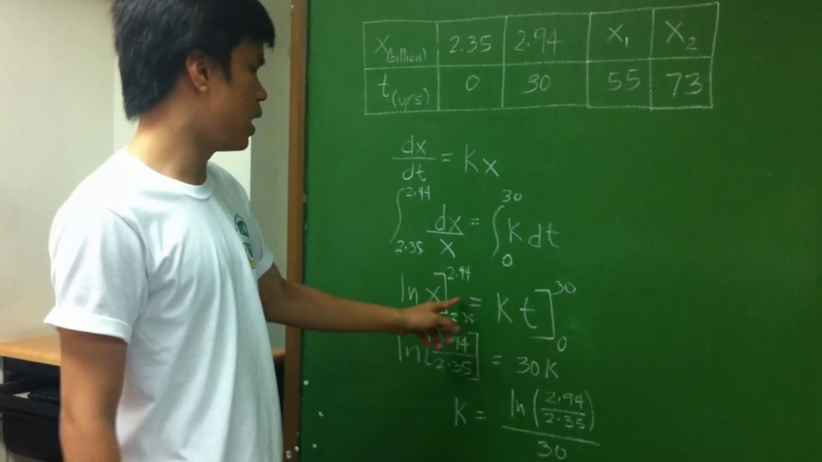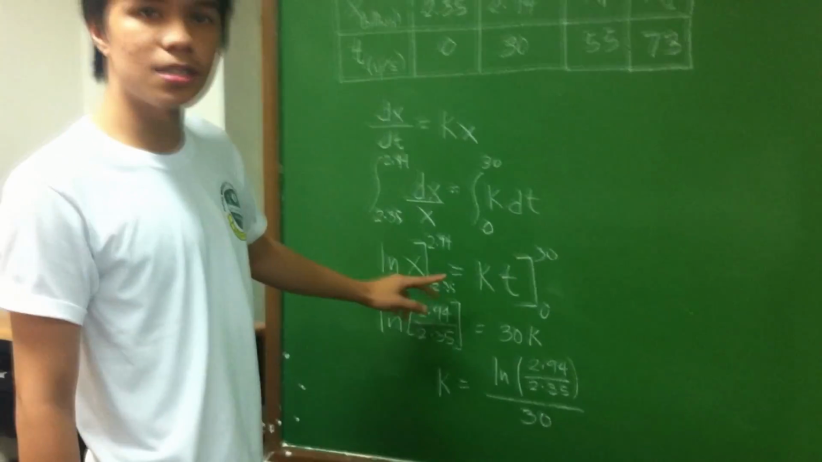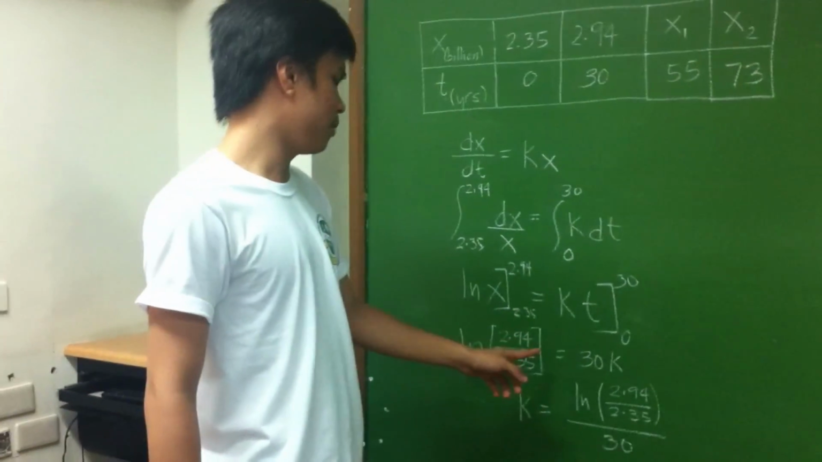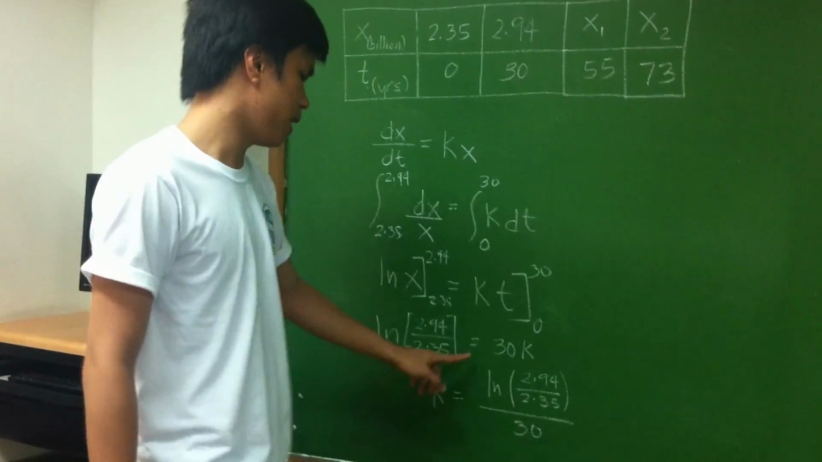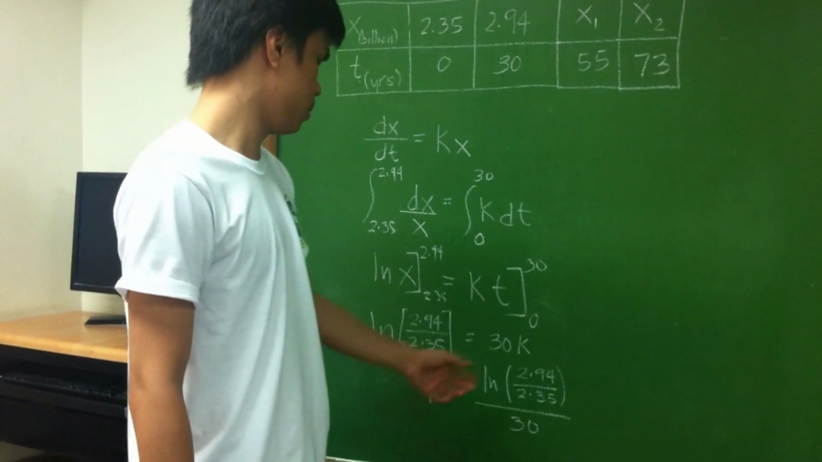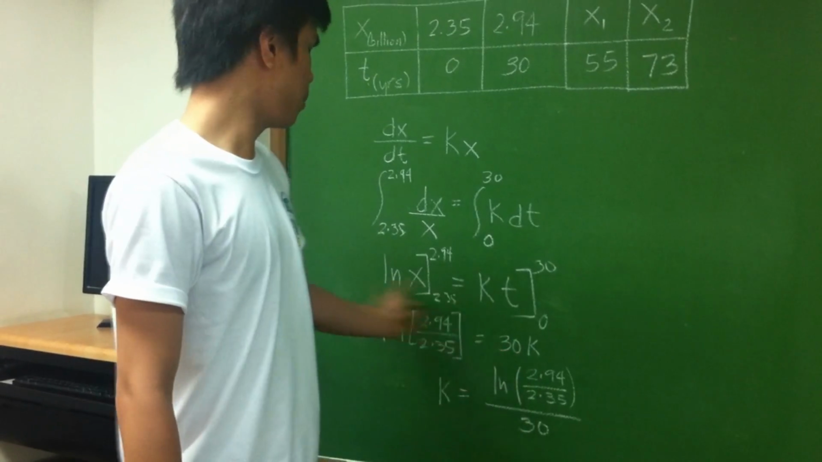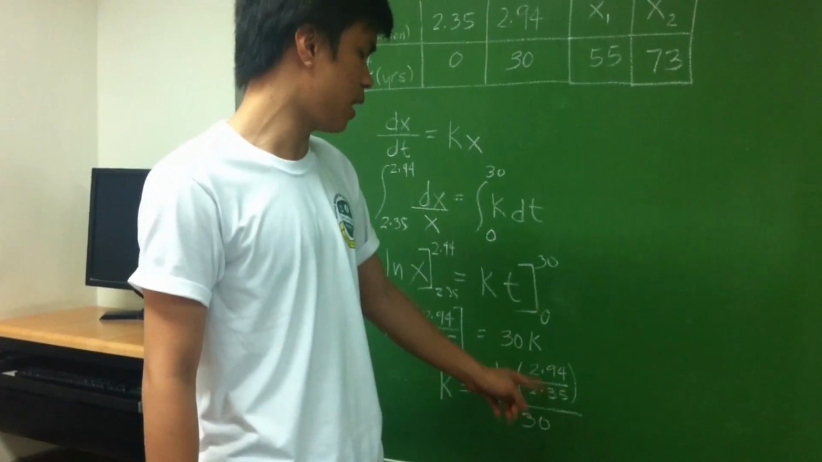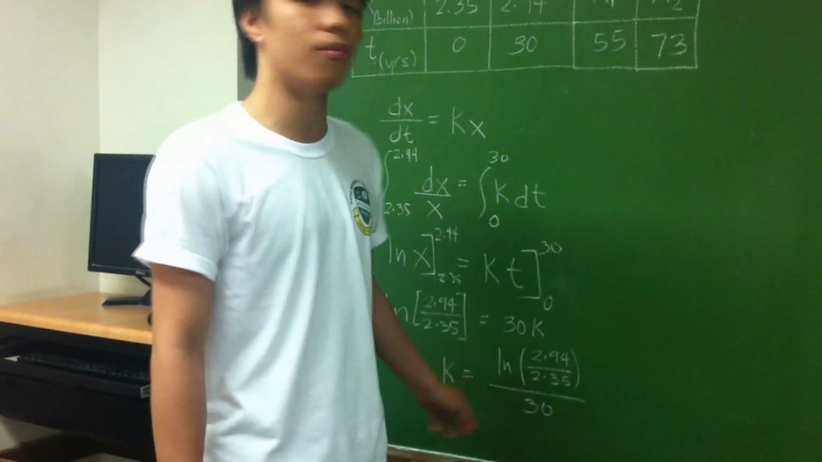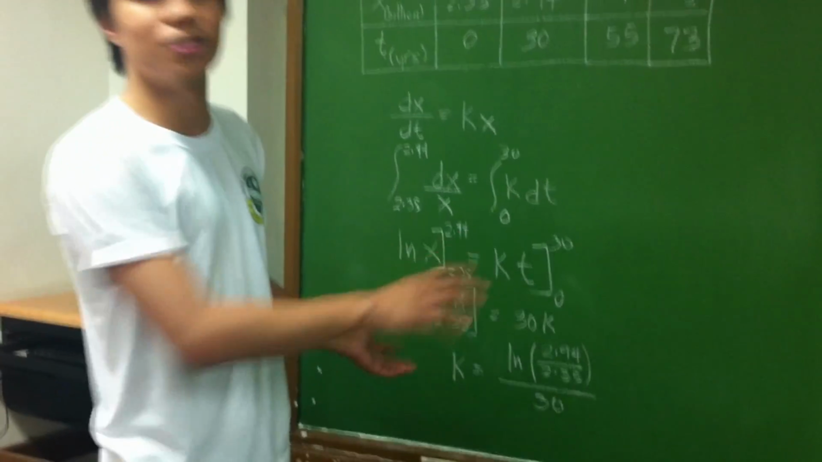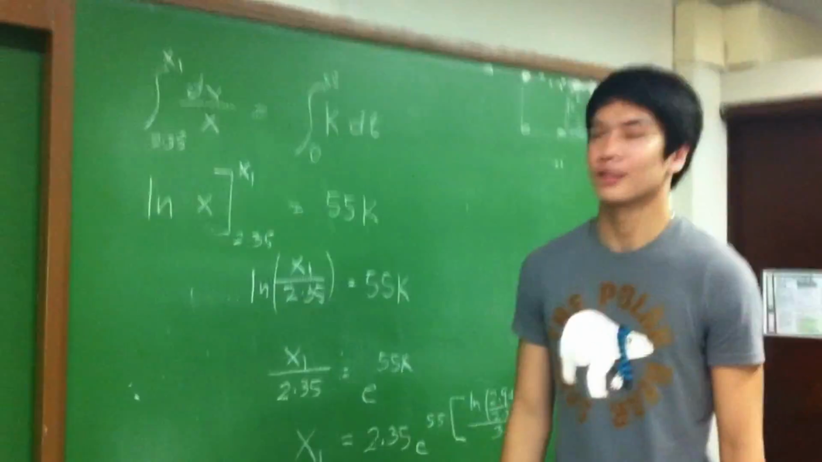Now, just substitute the limits to the variable, and you will get ln of 2.94 divided by 2.35 equals 30k. To get k, you just divide both sides by 30, and you will get k equals ln of 2.94 divided by 2.35, all over 30. Leave it like that to make it easier at the end.